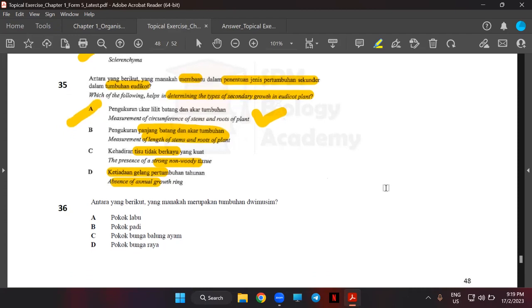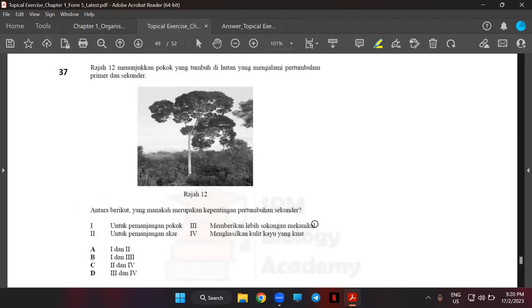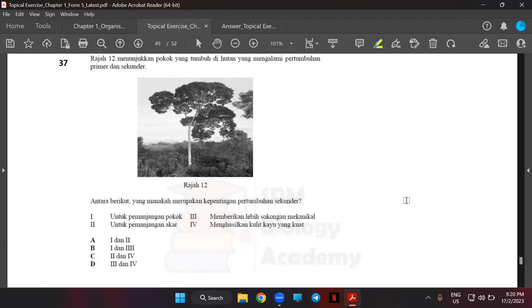36. Antara yang berikut yang manakah merupakan tumbuhan dwimusim? Pokok bunga balung ayam, dwimusim. Okay. 37. Rajah 12 menunjukkan pokok yang tumbuh di hutan yang mengalami pertumbuhan primer dan sekunder. Antara yang berikut yang manakah merupakan kepentingan pertumbuhan sekunder? Kepentingan pertumbuhan sekunder. Okey. Untuk pemanjangan pokok, bukan kepentingan sekunder.